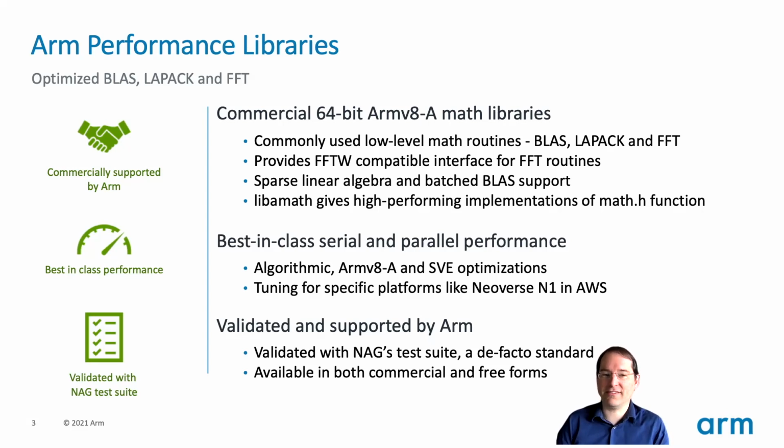One of the things that as a vendor math library we have to do is to provide high-performing implementations. So these get tuned for specific platforms like the Neoverse N1 cores, which fill the Graviton 2 systems in AWS. And the other part that's crucial for a vendor math library is that we're making sure we give the right answers. So we validate our suite with the NAG test suite, and this is then shipped to you in a way that you can be confident about the results that you're getting.